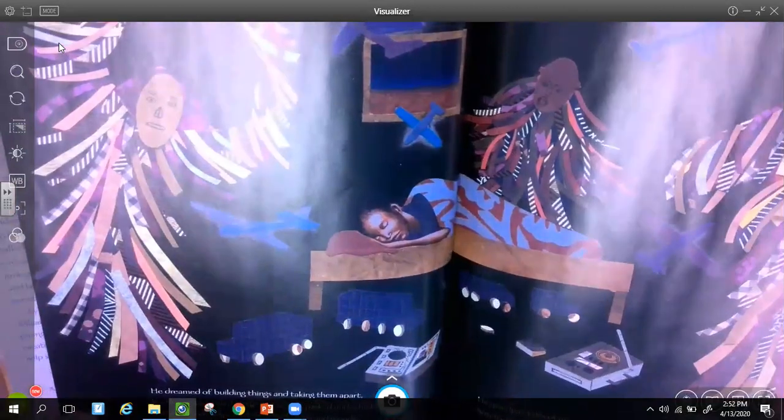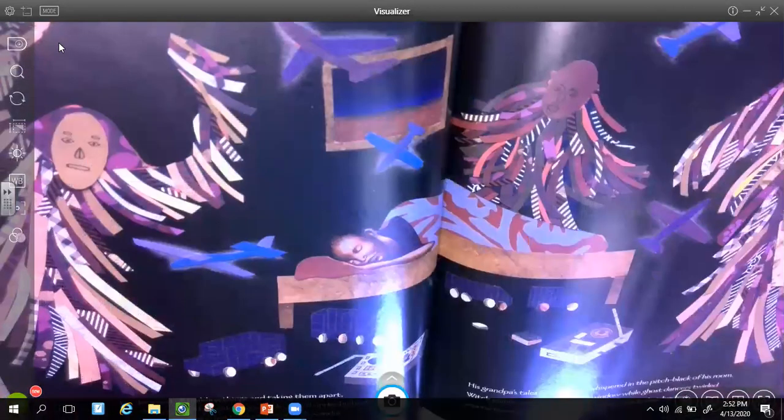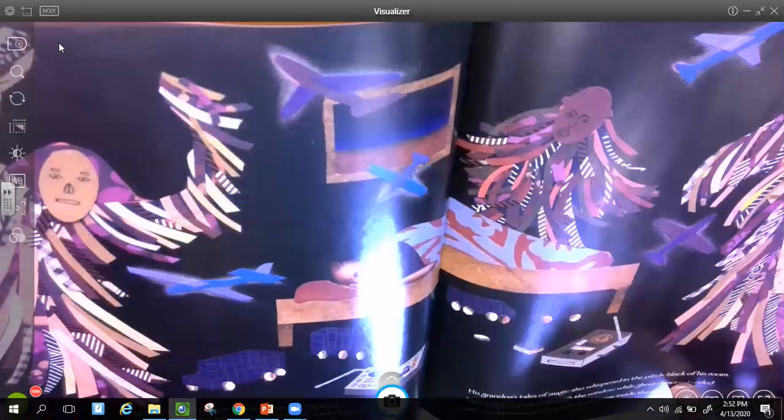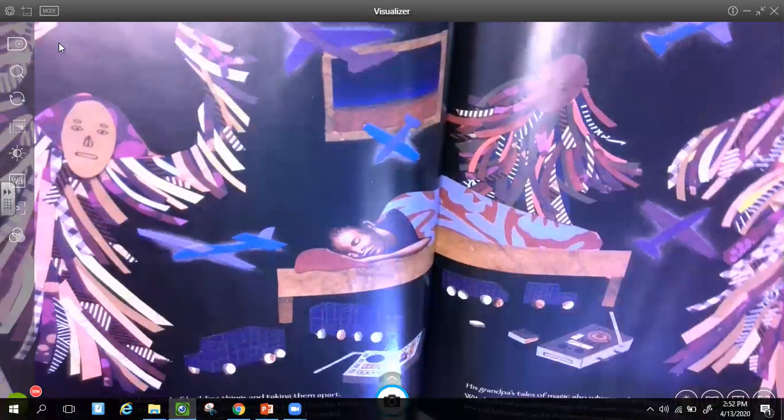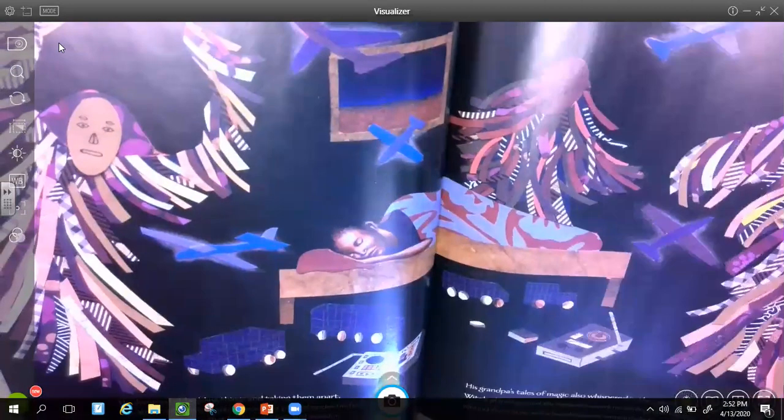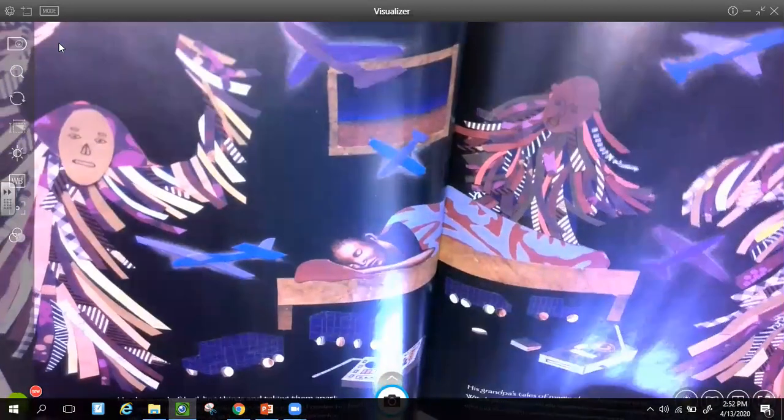So the gist of these few pages is that William had a lot of dreams. He was very creative, right? He dreamed about creating things, taking them apart, understanding things.